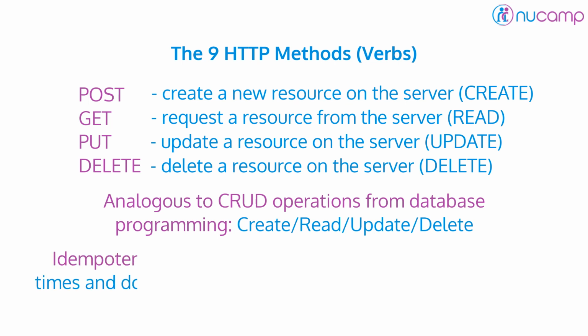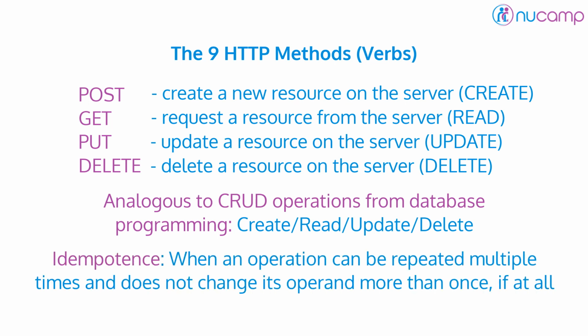Of these methods, all but post are considered idempotent methods. Idempotence is a concept in mathematics and computer science that describes when an operation can be performed multiple times, but it will not change what is being operated upon aside from the first time, if at all. As an example, multiplying by 0 is an idempotent operation. If you multiply any number by 0 once, you get 0. If you multiply it again by 0, you still have 0. And you can multiply it again by 0 100 more times, but you'll still have 0.